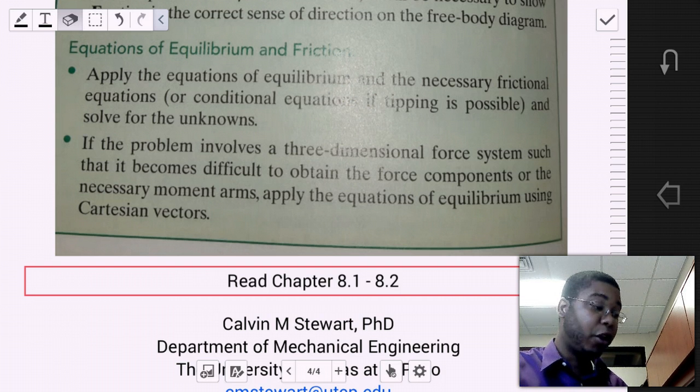And come prepared for a quiz on dry friction, where you'll be asked to identify the type of friction and apply the equations of equilibrium and frictional equations in order to solve for the unknowns.